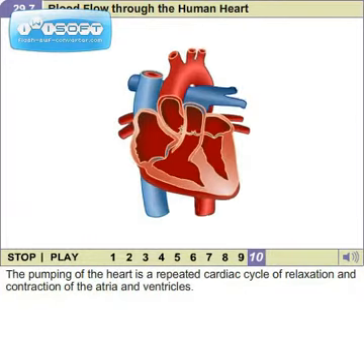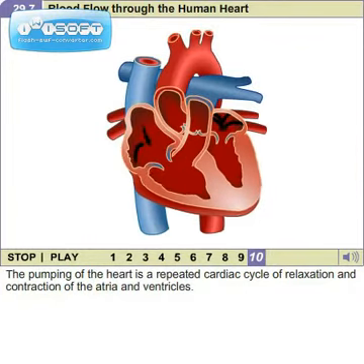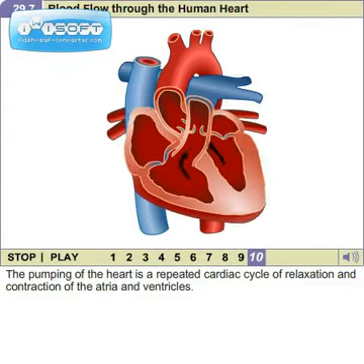The pumping of the heart is a repeated cardiac cycle of relaxation and contraction of the atria and ventricles.